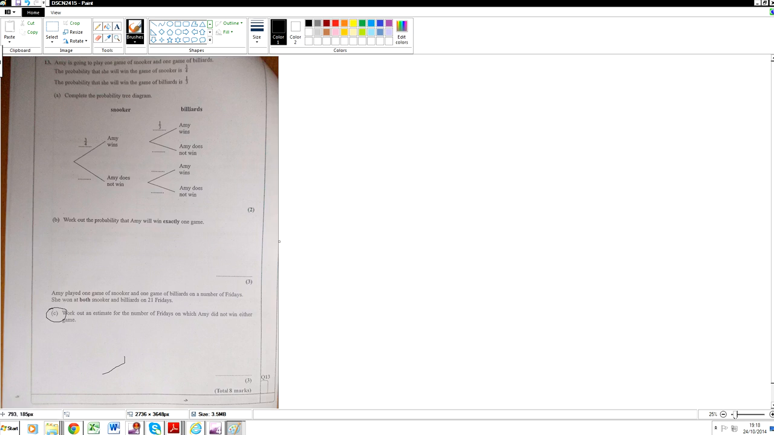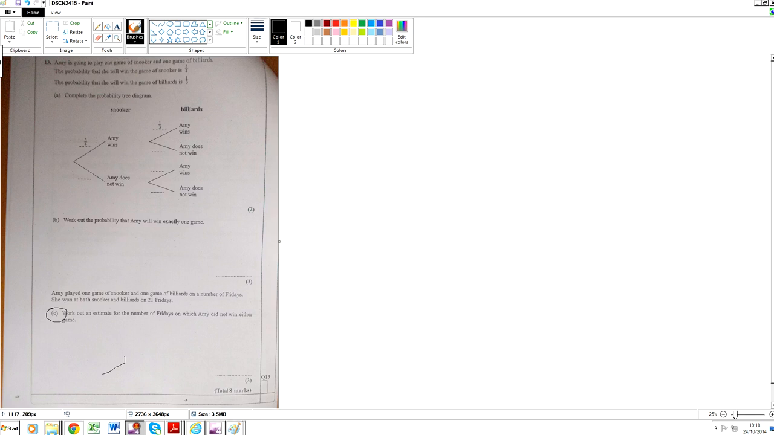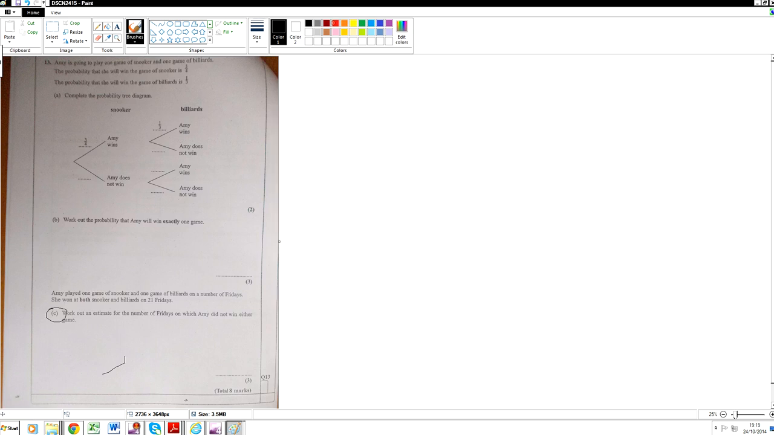Okay. Amy is going to play one game of snooker and one game of billiards. The probability that she will win the game of snooker is 3/4. The probability that she will win billiards is 1/3. Complete the probability tree diagram. So these are independent events. So let's fill it in. What do we get here, folks?